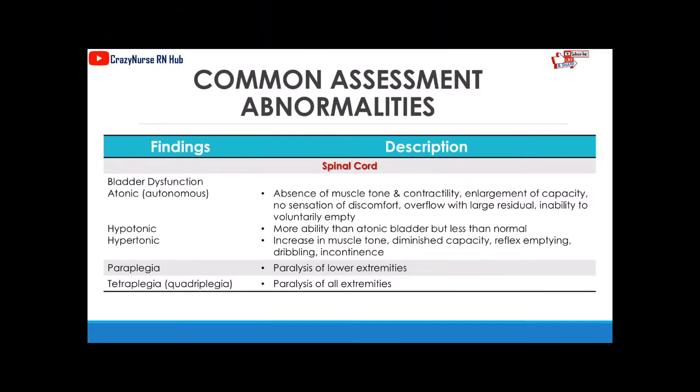For the spinal cord, we have bladder dysfunction, under which we have your atonic. It is the absence of muscle tone and contractility, enlargement of capacity, no sensation of discomfort, overflow with large residual, and inability to voluntarily empty. We also have your hypotonic, more ability than atonic bladder but less than normal. For the hypertonic, it is increased in muscle tone, diminished capacity, reflex emptying, dribbling, and incontinence.